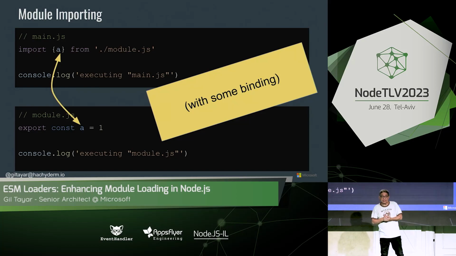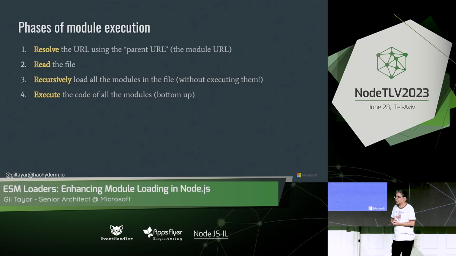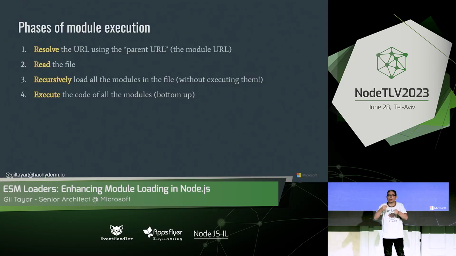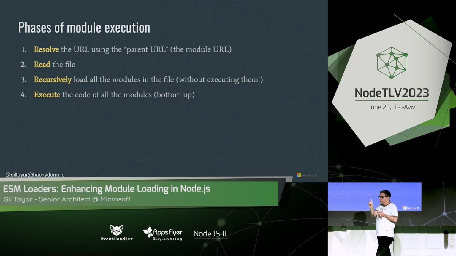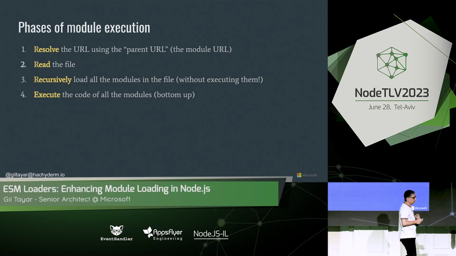We are not going to talk about binding here, although I have an interesting talk which talks about the nuances of binding in ESM. Go to YouTube and see it. The phases of module execution, again, I will not delve into it. Same talk at NodeTLV, but basically it's resolving the URL. It's taking what is imported and figuring out where the file is, reading the file without executing it. ESM recursively does 1 and 2 for all the modules in the graph, just analyzes everything, loads, reads the file, and then recursively runs the files in a bottom-up order. I am not going to delve into that. It's an interesting subject.